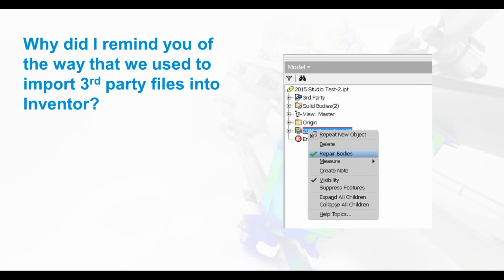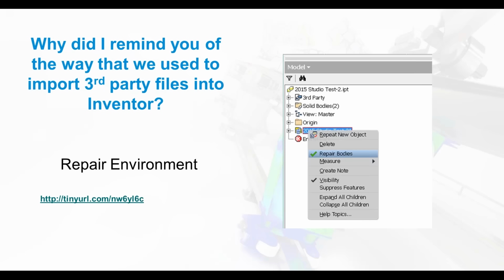Remember, when you're bringing in particularly independent files like STEP, IGES, we don't prompt you to take it into the repair environment anymore. You'll need to do it yourselves. All you need to do is right mouse click on the imported body there in the browser and select repair bodies. We've got to remember to do this, and there's a link again to the video for how to repair.